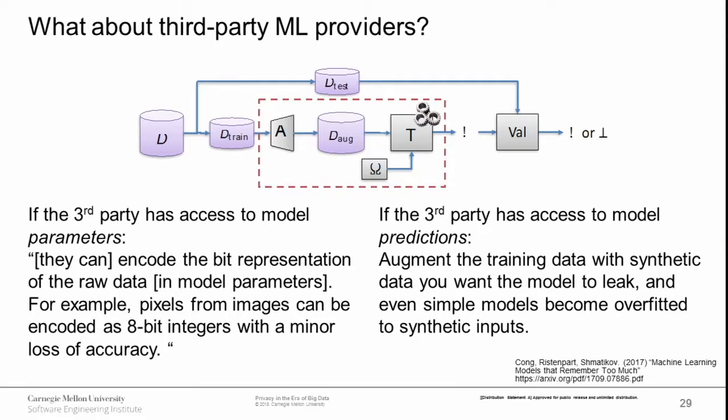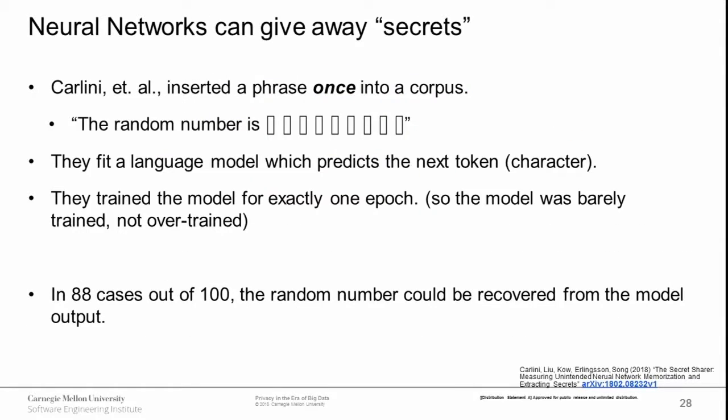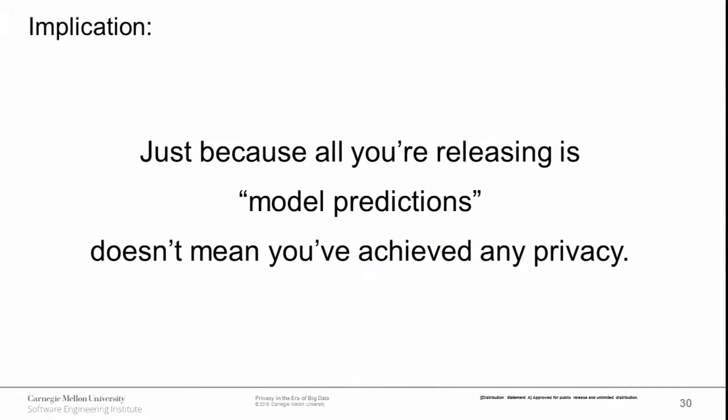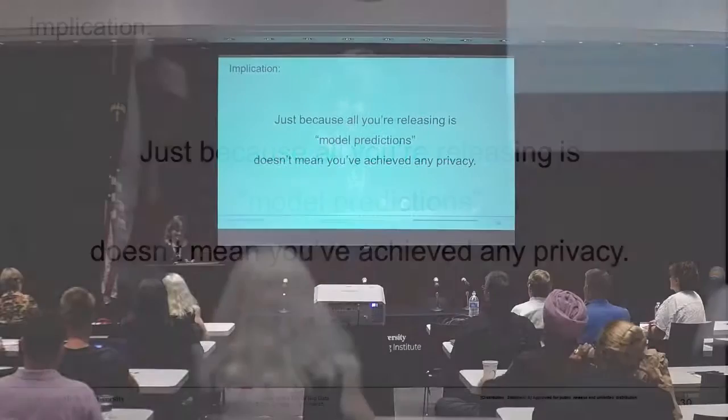So if I just want to see if I can pull out social security numbers, yeah, you can do that. Or if you want to pull out something more detailed and you're actually malicious, you can get whatever you want. So running things through a statistical model, all of the information is still there on the other side. So just because all you're releasing are model predictions doesn't mean you've achieved any privacy at all.